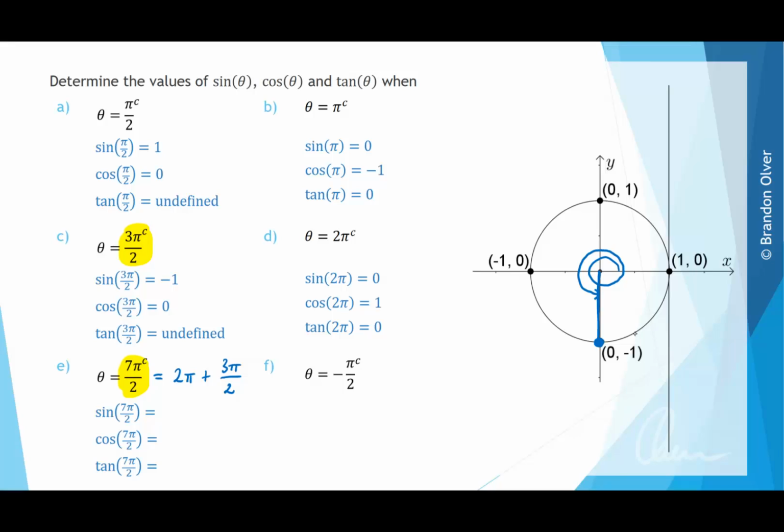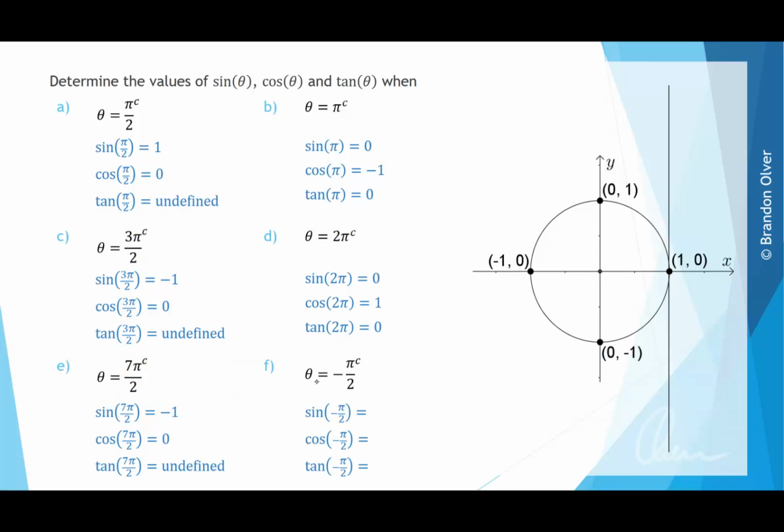So just checking, our y value, which is sine of 7 pi on 2, is -1. Our cosine value of 7 pi on 2 is 0, read off the x-axis, and our tangent value, again, if we extended this down, we'd find that it never intersects because they're parallel lines, so it is undefined.